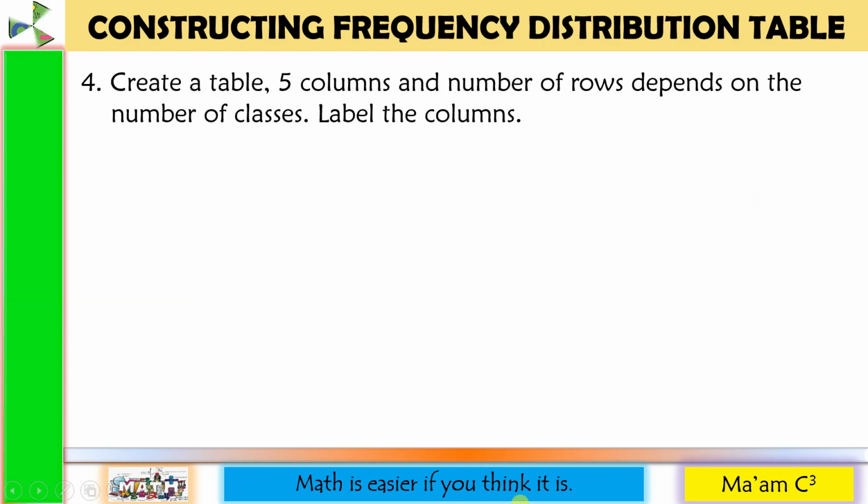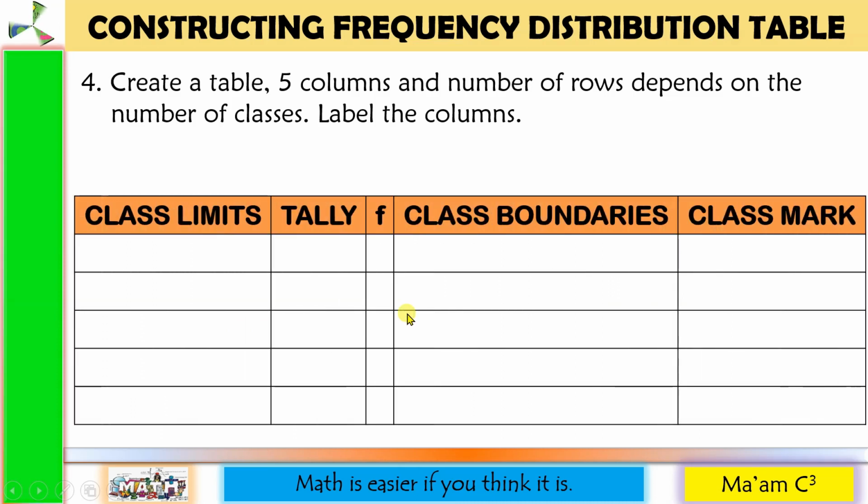Next step, create a table with 5 columns, and the number of rows depends on the number of classes. Label the columns. So here is our table. The labels are class limit, tally, F, class boundaries, and class mark. Let us recall our answer in number 2, the number of classes, k, and k is equal to 5. That is why we have 5 rows here: 1, 2, 3, 4, and 5.